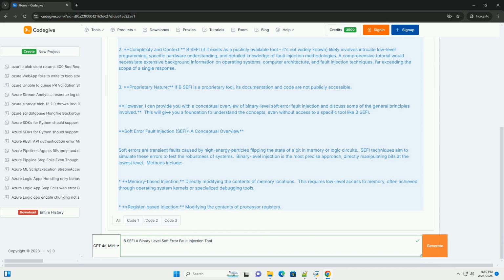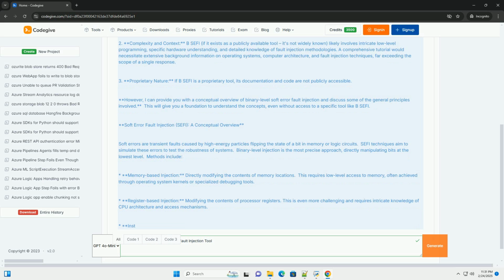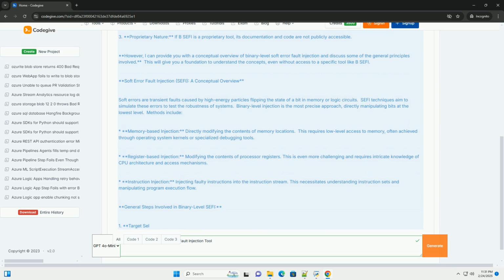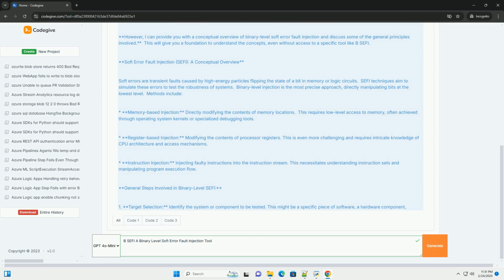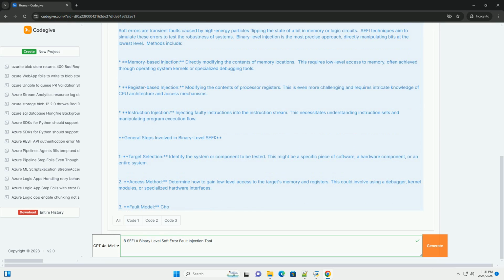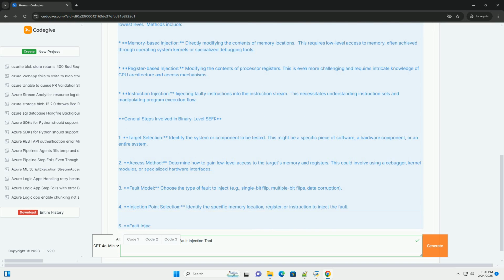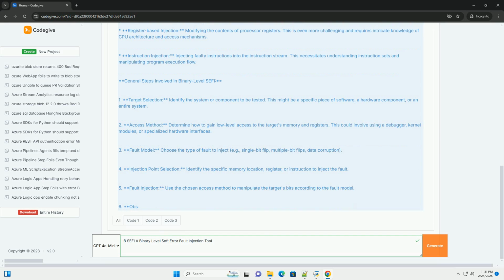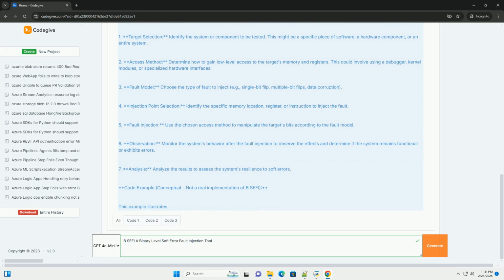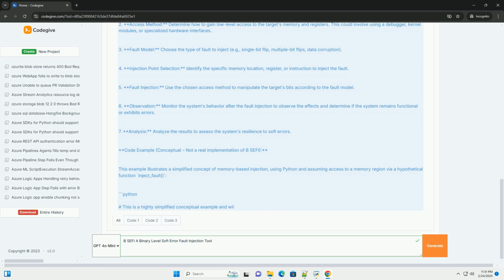BSEFI, if it exists as a publicly available tool, is not widely known, and likely involves intricate low-level programming, specific hardware understanding, and detailed knowledge of fault injection methodologies. A comprehensive tutorial would necessitate extensive background information on operating systems, computer architecture, and fault injection techniques, far exceeding the scope of a single response. 3. Proprietary nature. If BSEFI is a proprietary tool, its documentation and code are not publicly accessible.